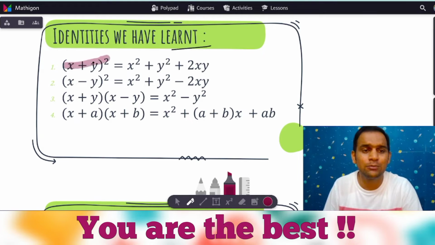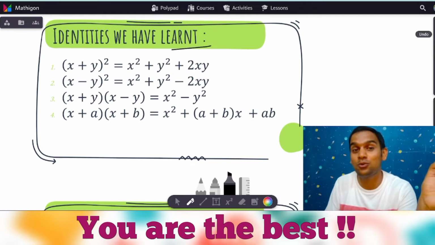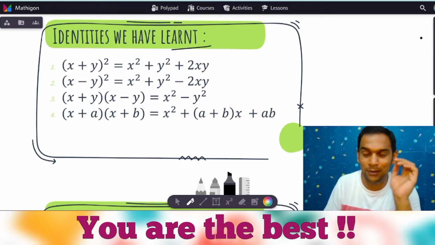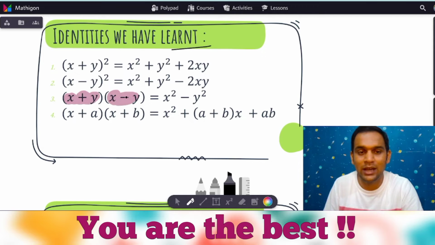So the number one is x plus y the whole square. It is obviously x squared plus y squared plus 2xy. X minus y squared is x squared plus y squared minus 2xy. Now we have seen a little bit of modification in this when it comes to square root in chapter number 1. I hope you followed me over there and you have taken care of that. Then when it comes to x plus y times x minus y, we get x square minus y square, and then if you multiply x plus a multiplied by x plus b, you will get x square plus a plus b times x plus ab.